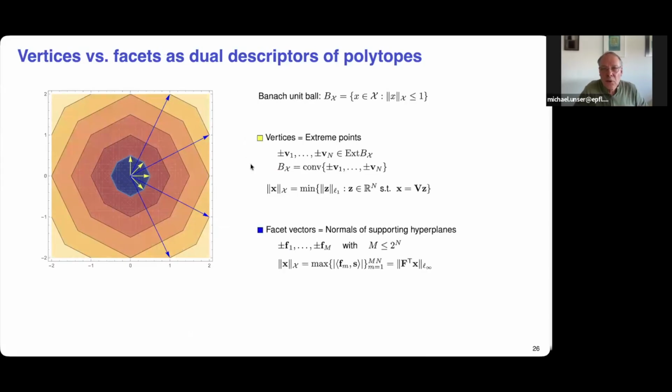If I want to summarize the situation, if we have a unit ball, there are two ways of describing unit balls: either by giving the vertices, which are these yellow vectors, and this goes with the L1 norm, in the dictionary. The dictionary will specify the vertices. Alternatively, we can use the facet vectors, the normals of the supporting hyperplanes. And if we go with the facet representation, then we have a connection with the L infinity norm.